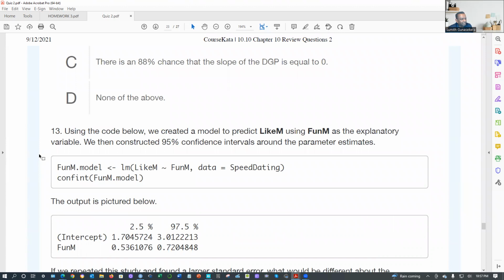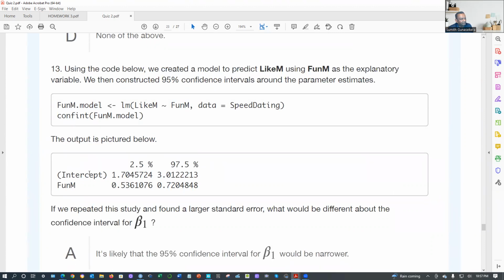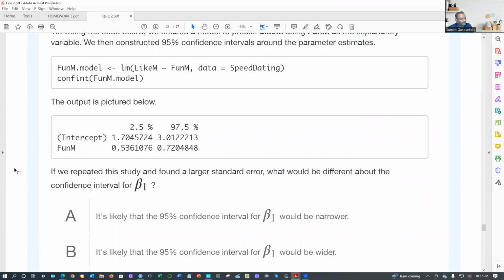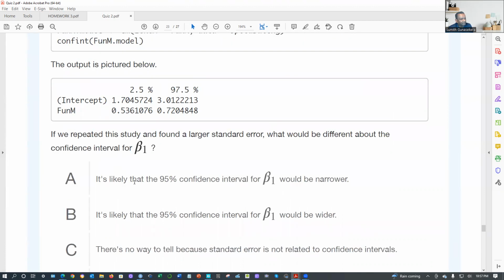Using the code below, we created a model to predict like him using funding as the explanatory variable. We then construct a 95% confidence interval. We repeated this study and found a larger standard error. What would be different about the confidence interval for B1? See, when you find a larger standard error, the confidence interval would be wider, see?